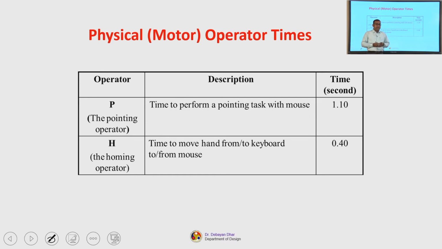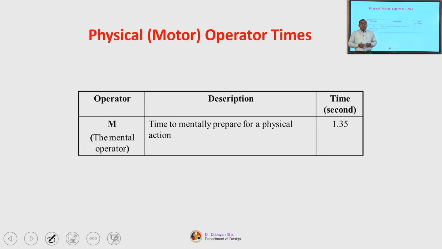This amount of average time is required. H, the homing operator, the time to move the hand from or to the keyboard, or doing some simultaneous switching to and from the mouse, is 0.40 seconds. Now, the mental operator is the time to mentally prepare for a physical action. This is the time taken by a user to process information in order to decide whether to take a physical action or not. The average time taken is 1.35 seconds.